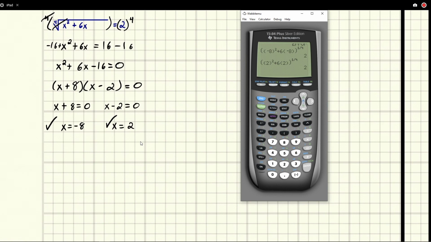So we say that the elements that make this true, x can take on the element -8 or 2. These are the values of x that will make this statement a true statement.